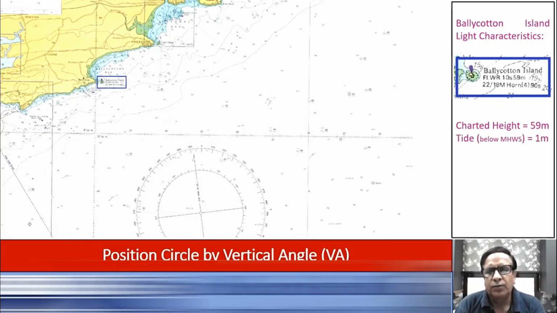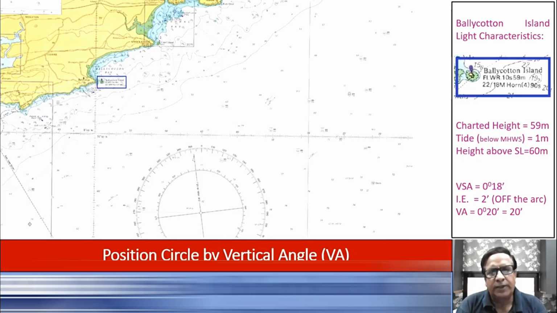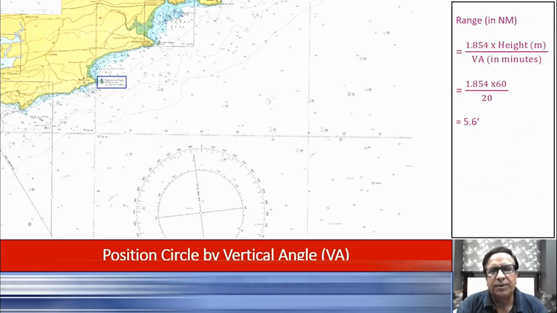The height of the tide given in the question is 1 meter below mean high water spring, which makes the height of the object at the time of observation 60 meters. Vertical sextant angle is given as 0 degrees 18 minutes. Index error is provided as 2 minutes of arc. So the vertical angle is 0 degrees 20 minutes, which converted to minutes is 20 minutes. Now using these values, we can put them in the formula and get the range of the observer at the time of making this observation. And the range of the observer comes to 5.6 nautical miles.